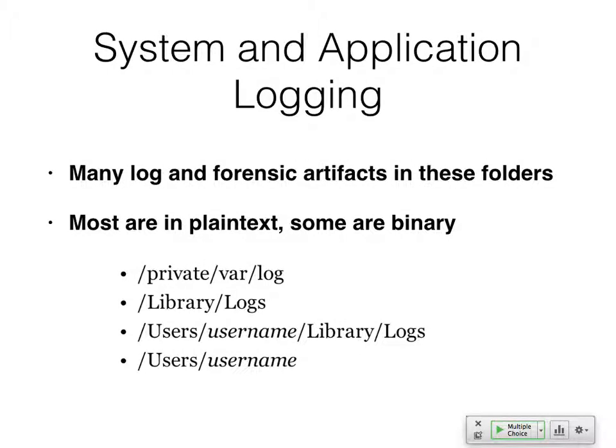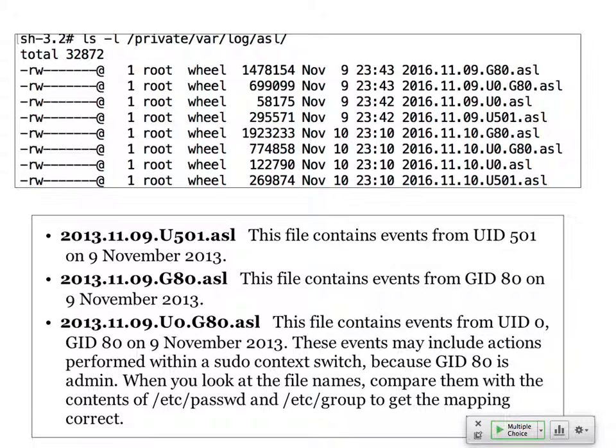Anyway, as far as I know, there's a whole lot of Mac OS X that has not been that well reverse engineered and documented. So there could very well be more things in there that we just don't know about. Anyway, so system and application logging, you'll find a lot of artifacts in places like private var log or library logs. Most of them are plain text logs, only a few of them are binary.